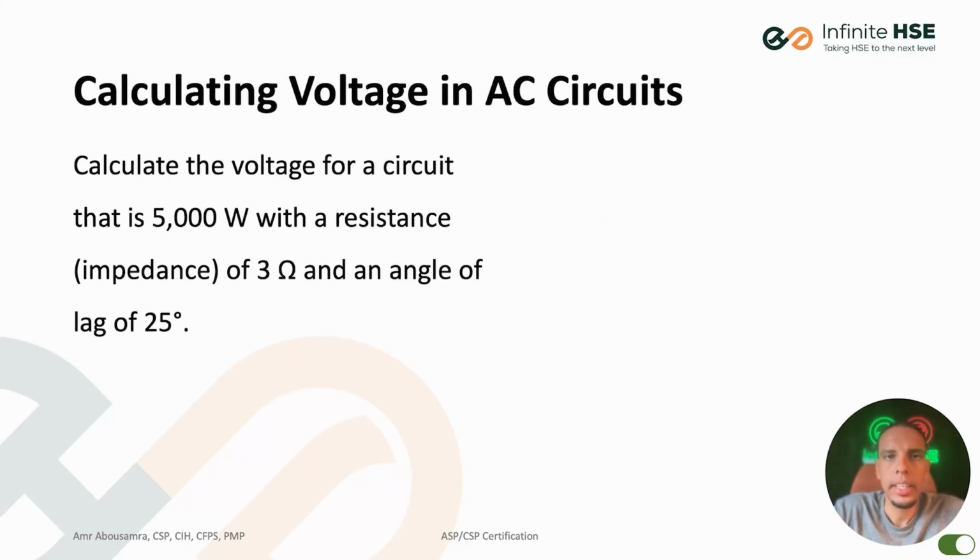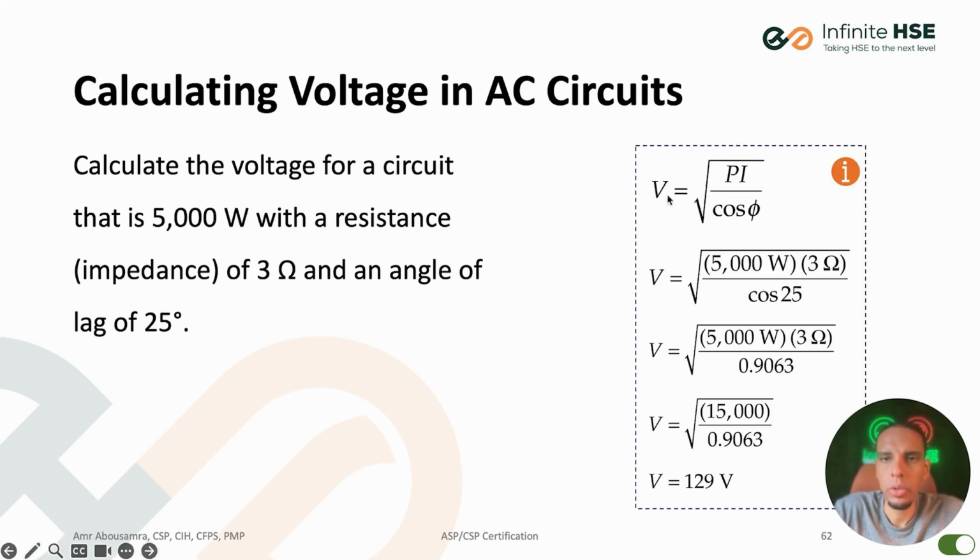It's easy. The second thing is, how do I calculate the voltage in an alternating circuit? I also have an example. I have a circuit with 5,000 watts. The impedance is 3 ohms and the phase angle is 25 degrees. Here now, things will start to involve a bit of calculation. The equation we'll use is V equals the square root of P times Z divided by cosine theta.